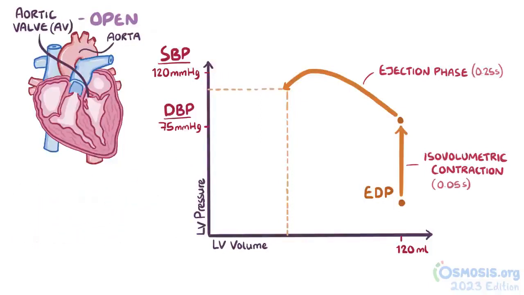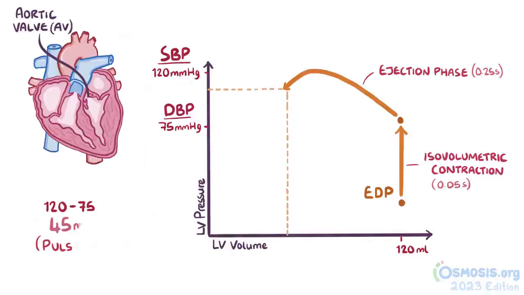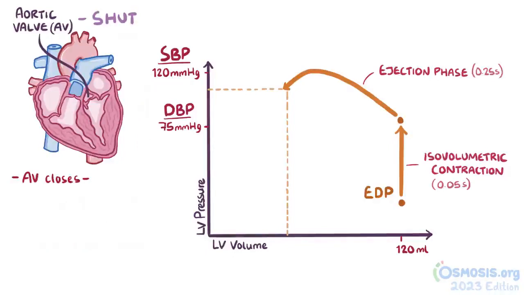The difference between systolic and diastolic blood pressures, in this case 120 minus 75, equals 45 millimeters of mercury, and this is called pulse pressure, because it reflects the throbbing pulsation felt in an artery during systole. Eventually, aortic pressure exceeds the pressure within the left ventricle, so the aortic valve snaps shut. As it does this, it makes a short, sharp sound. And this is called the second heart sound, or S2.